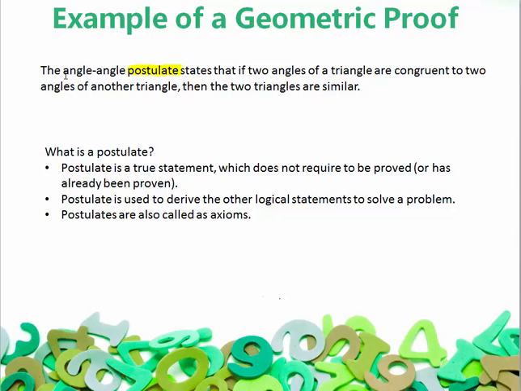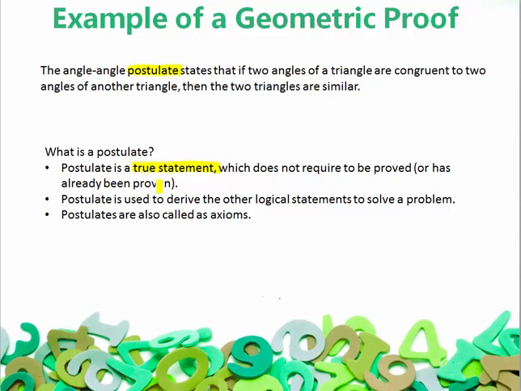We're going to use the angle-angle postulate, which states that if two angles in a triangle are congruent to two angles of another triangle, then the two triangles are similar. This may be the first time you see the word postulate. A postulate is a true statement. It either does not require proof or already has been proven.